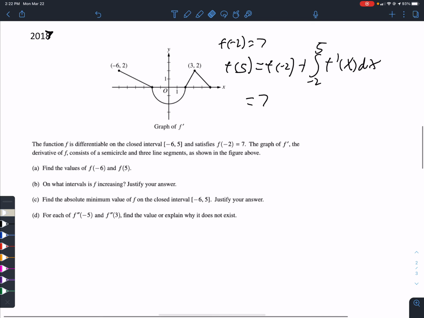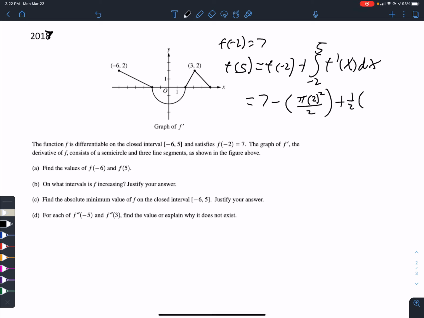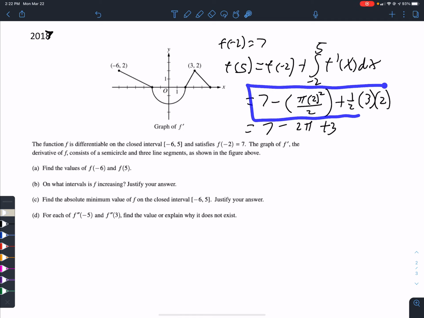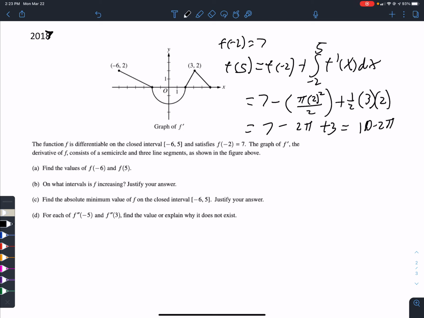minus, because the semicircle is below. The area of a semicircle is pi r squared, but it's half, so we divide by 2. Then we have to add that triangle above, which is half base times height. The base is 3, and the height is 2. So we get 7 minus 2 pi plus 3. Now you should stop here. But just to go all the way, it's going to be 10 minus 2 pi, and that's going to be the answer for part A. So all that was part A.